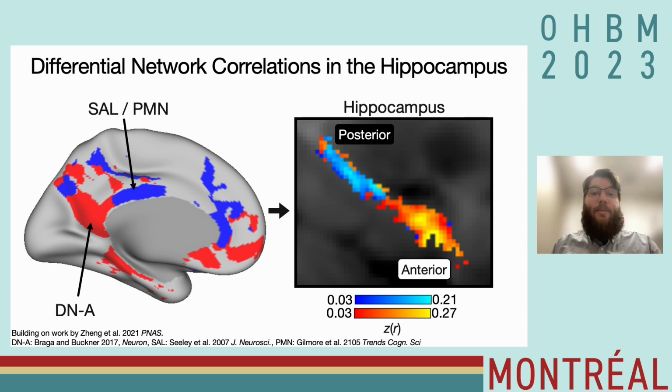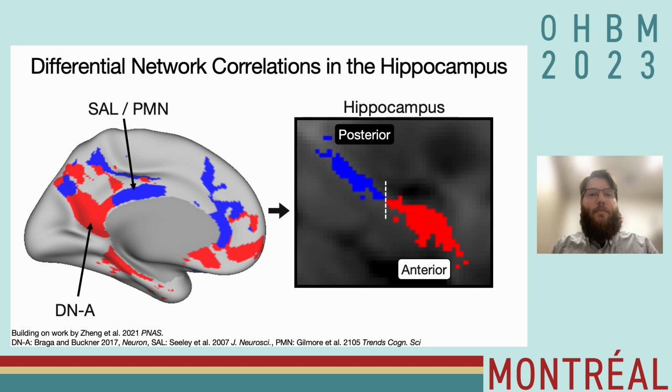So we next calculated the functional connectivity of these networks to the hippocampus, assigning every voxel in the hippocampus to one of these two networks using a winner-take-all approach as is shown on the right. SALPMN1 voxels are blue, and DNA1 voxels are red. Next, we removed ambiguous voxels with either generally low correlations or very similar correlation strengths to both of the networks. And finally, identified the point along the long axis where one network's assigned voxels start to become more prevalent and the other network's assigned voxels less prevalent.